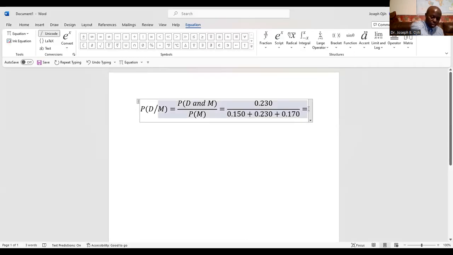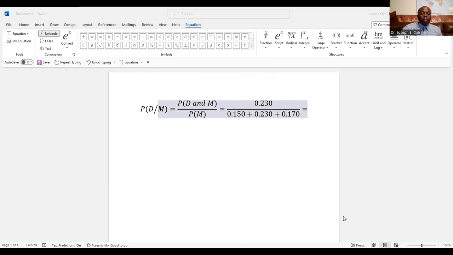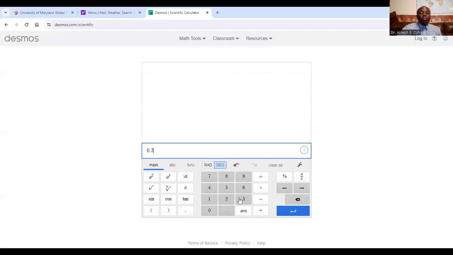So let us work this out. I'm going to write this on my paper, and then we can put it on the calculator. 0.230 over 0.150 plus 0.230 plus 0.170. Now let us put this in a calculator. So we have 0.230 divided by 0.150 plus 0.230 plus 0.170.